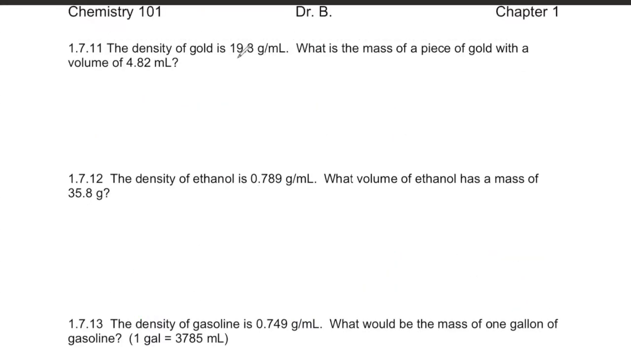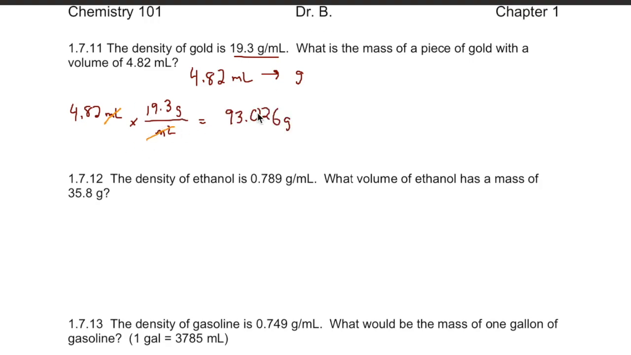This time, instead of calculating the density or changing the units of the density, we're using this density as a relationship to convert this volume into mass. So we can convert milliliters to grams using the density. And we're going to want to use this with grams on top so that milliliters on the bottom cancel. And this gives me 93.026 grams. The numbers I have here, I only know to 3 significant digits though, so I'll go ahead and report that as 93.0 grams.